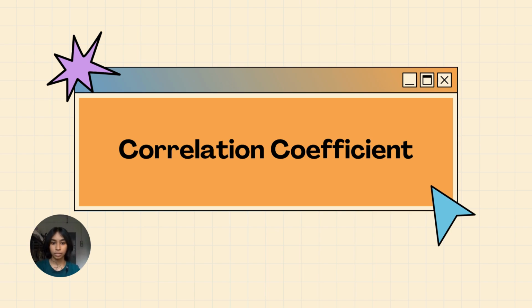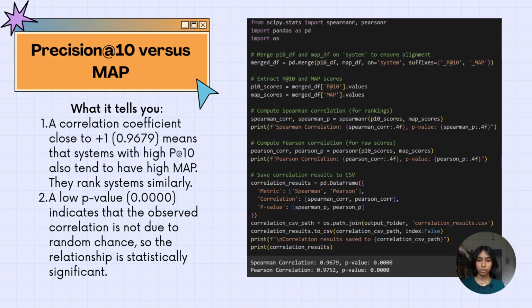Different metrics may rank systems differently based on their focus. For this assignment, a correlation coefficient test is performed to assess how similar the rankings of systems are when evaluated using different metrics. High correlation means the two metrics rank systems similarly, while low correlation indicates they produce different rankings. For P10 versus MAP, the correlation coefficient is 0.96, meaning highly correlated. Systems that rank high in P10 also rank high in MAP. The p-value is almost zero, showing it is statistically significant, meaning the correlation observed is not just by random chance.